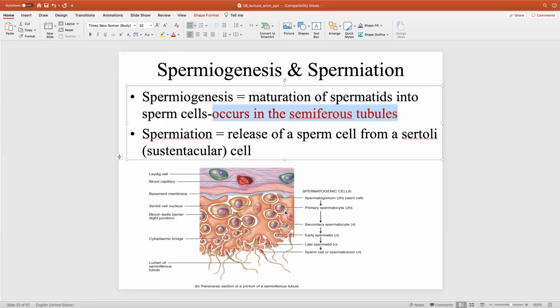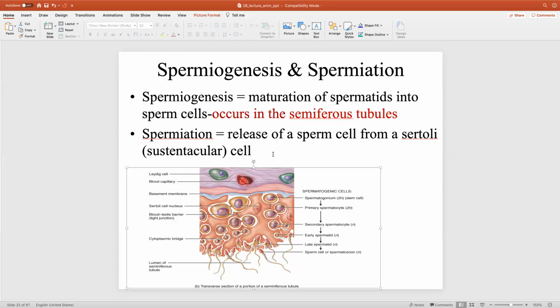into the epididymis, right? Spermiation is the release of the sperm cell so that it's no longer attached to the sustentacular cells anymore. It allows the sperm cell to migrate to the epididymis, where it will form an acrosome so that it can penetrate through the egg.